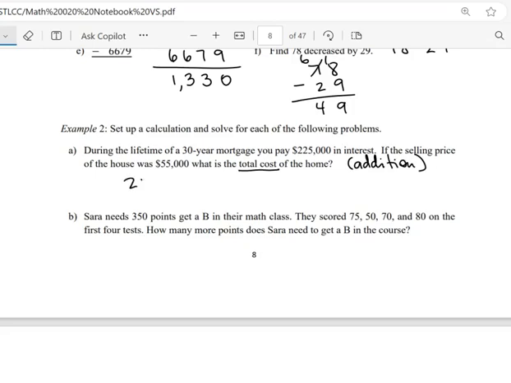So you need to add 225,000 plus 55,000 to get, so the answer is 280,000.